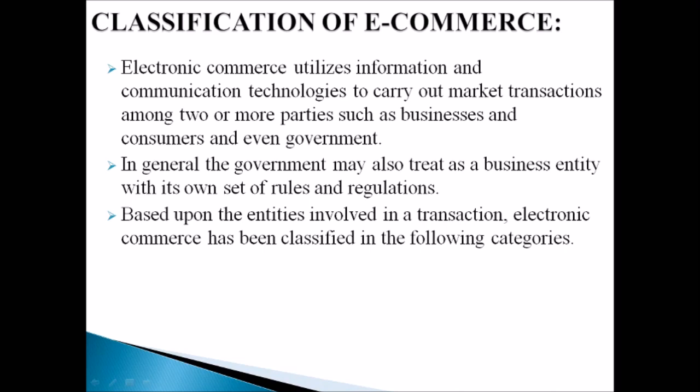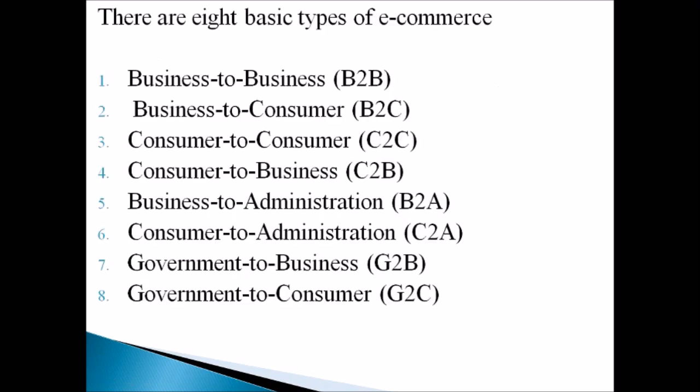So now the electronic commerce is going to be classified based on these business entities. As we know, who are all involved in e-business are called the business entities. It may be either business or consumers, even a government. So based on these business entities, e-commerce has been classified in the following categories. The e-commerce transaction can be classified in different types. Here in this class, we are going to discuss the major 8 basic types of e-commerce.